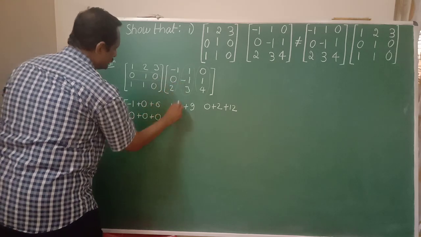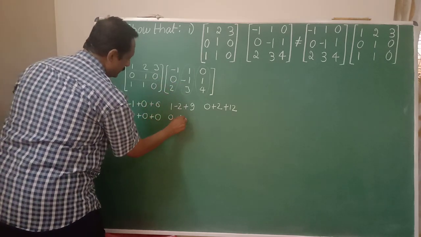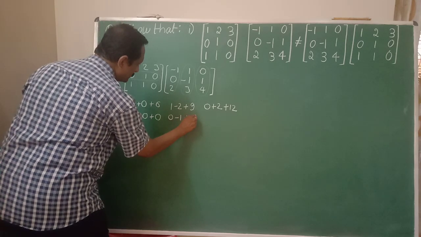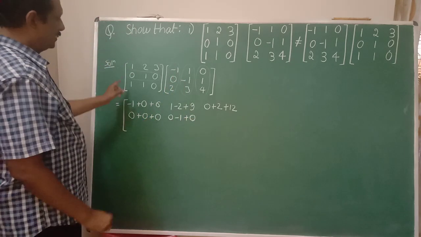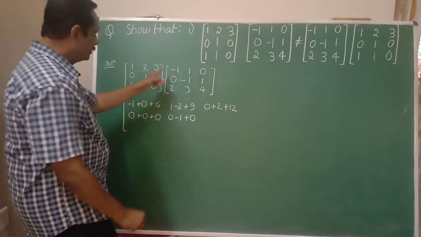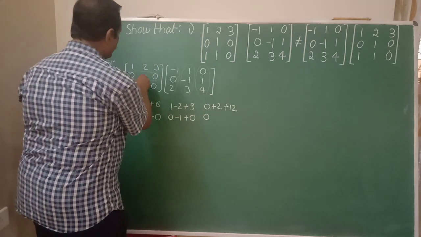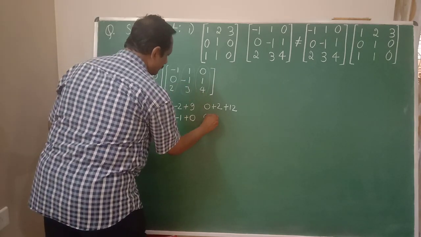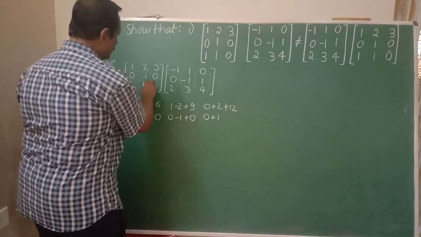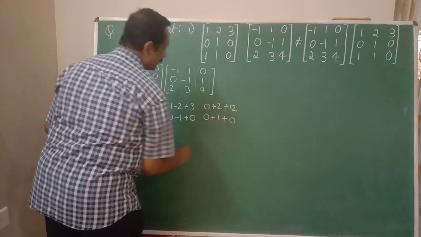1 into minus 1 is minus 1 here. 0 into 3 becomes a 0 here. So plus a 0. Then multiply the second row with the third column here. 0 into 0 becomes a 0 here. This is a 0. 1 into 1 becomes 1, plus 1 here. Then 0 into 4 becomes a 0, plus a 0 here.